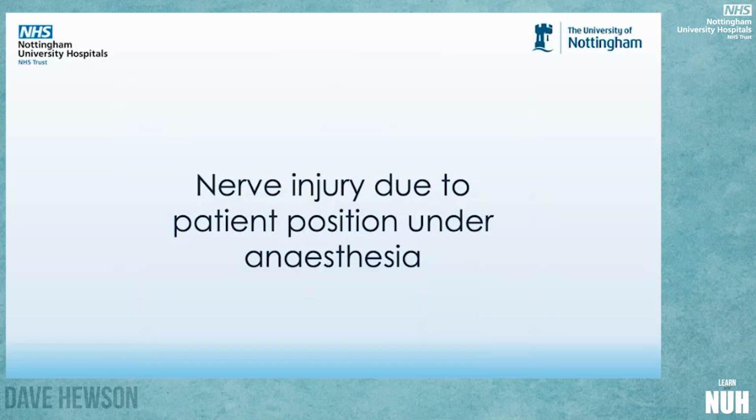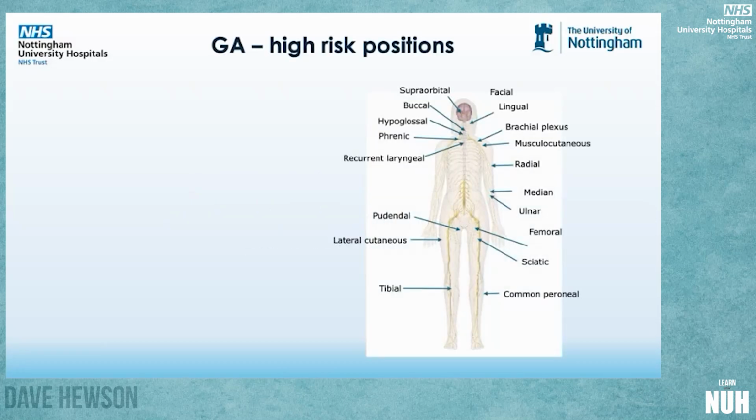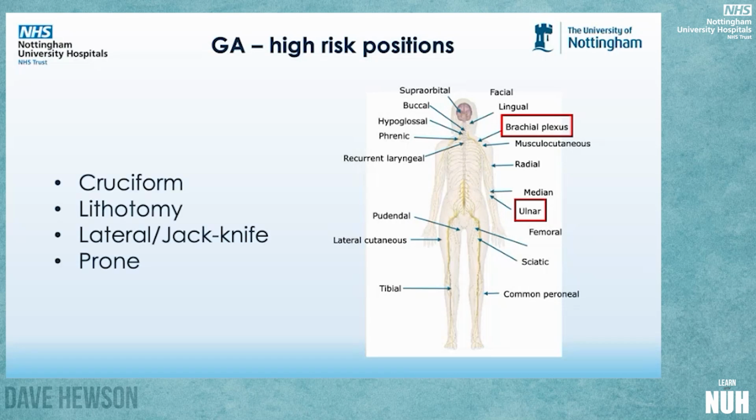Just to close things up, because I'm aware of time and coffee: nerve injury due to patient position under anaesthesia. I've called it that because it's not necessarily under general anaesthesia. If you look in the literature, virtually every nerve in the human body has been described as being injured due to patient positioning under anaesthesia. I'm just going to mention brachial plexus injury and ulnar nerve injury because they're the most common in adult non-cardiac practice. There are certain high-risk positions for these sorts of injuries.